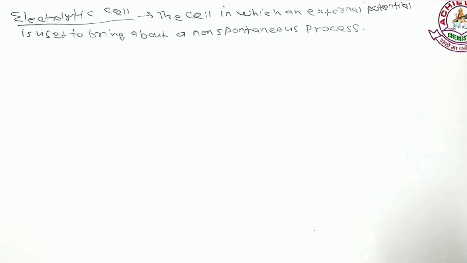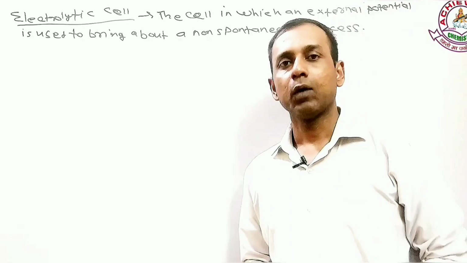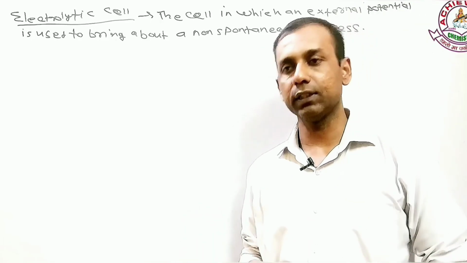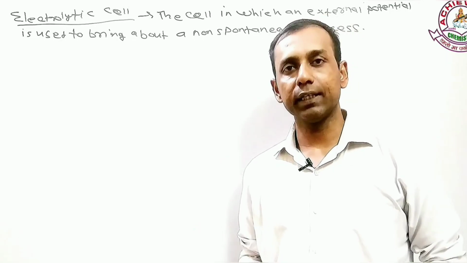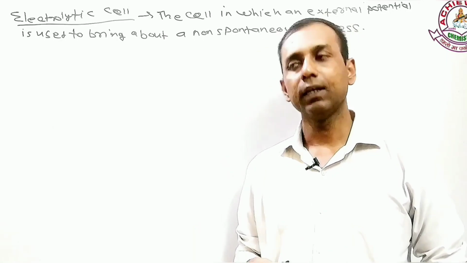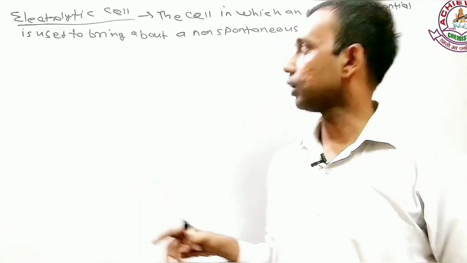So let me repeat back. What is an electrolytic cell? An electrolytic cell is a cell where a non-spontaneous reaction is carried out using an external source of power. Because it is non-spontaneous, it has to be provided some external energy, and otherwise you call it spontaneous, where the reaction takes place on its own. So this is what an electrolytic cell is.